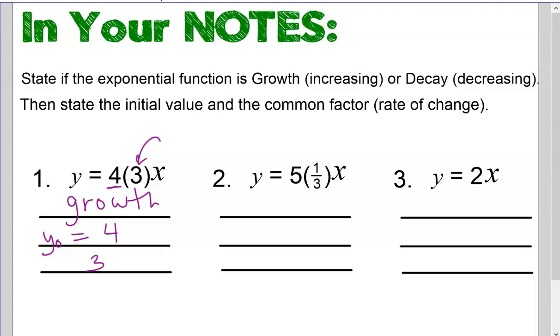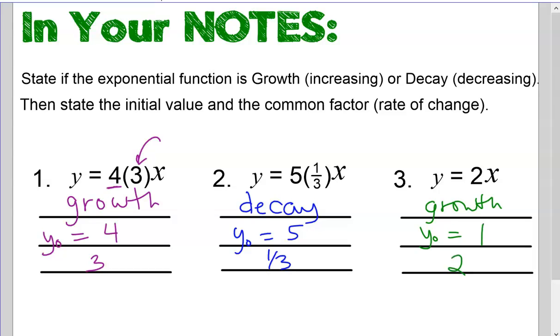For number 2, we have decay, because it is a fractional value. We have a y-intercept, or initial value, of 5. And we have a common factor of 1/3. And in the last one, remember that x is a little low, but that x should be an exponent like this up here. And our function here is growth. And our initial value is an invisible 1, and our common factor here would be a multiple of 2.